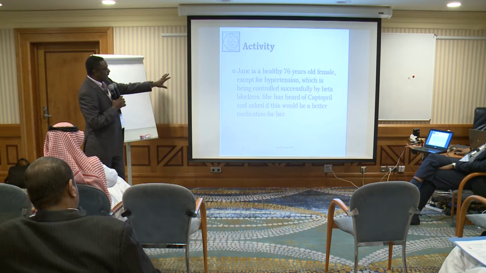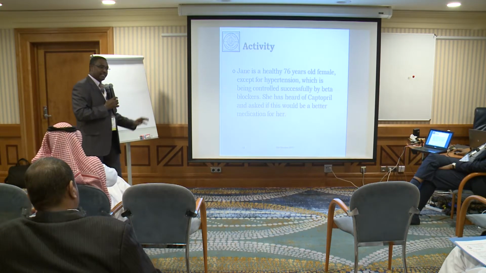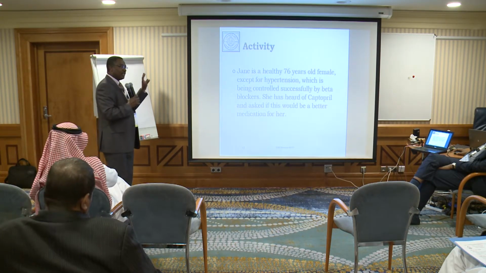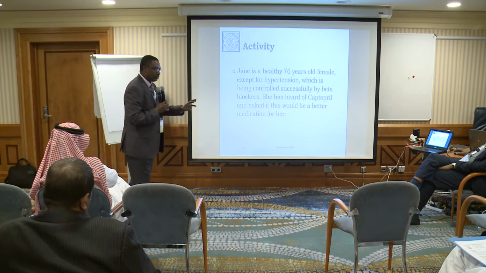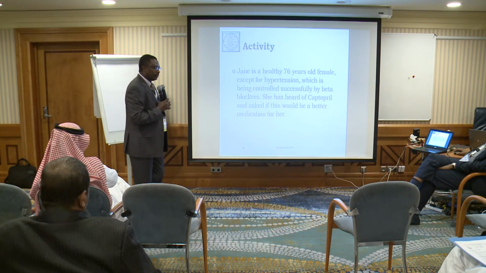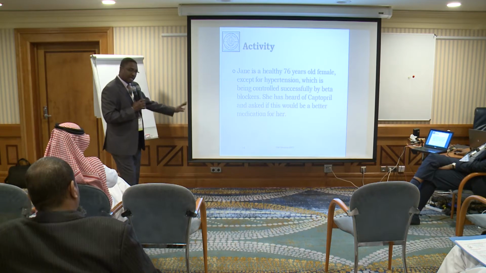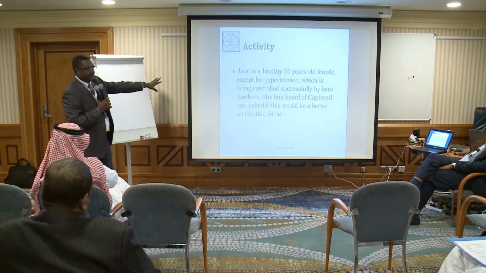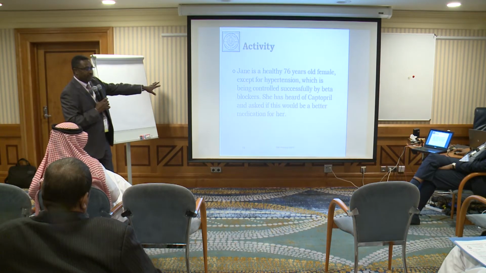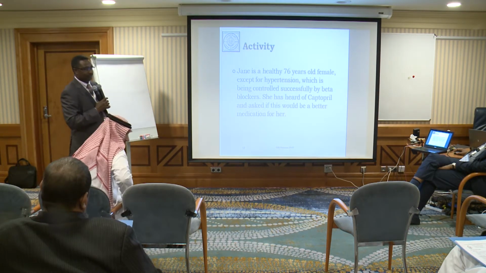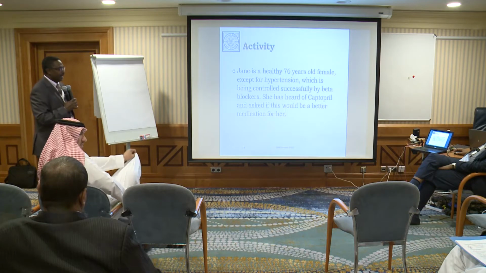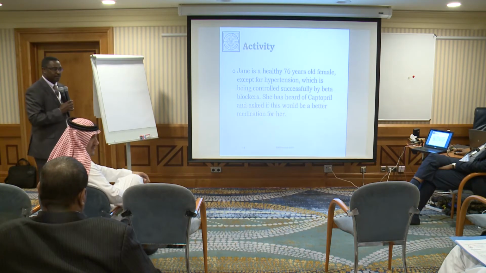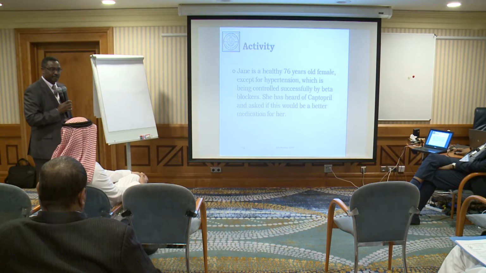So if you want to break this into a PICO, P stands for population, I stands for intervention, C stands for comparison, and O stands for outcome. So what is the P here? What's the patient? Any hypertensive patient? Any old patient?